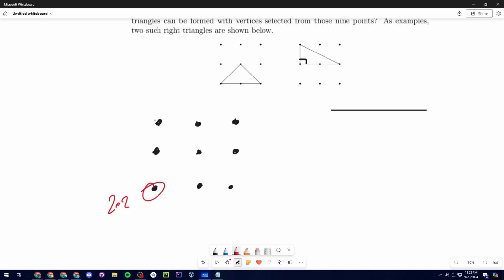Now let's look at another point. I'm going to look at this point now. Same thing. I could choose this one and have something like this, or I could choose that one. But essentially, I'm in the same position where I have 2 choices for the up and down, and then 2 choices for the left and right.